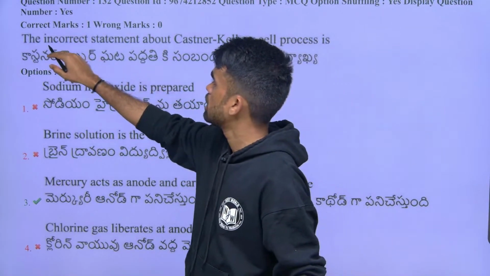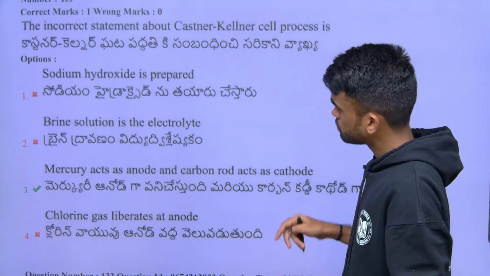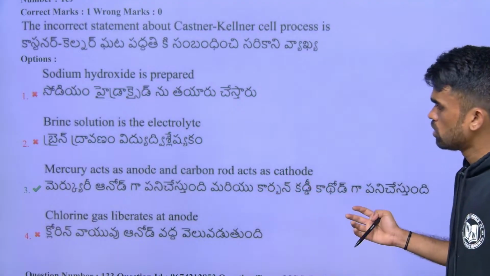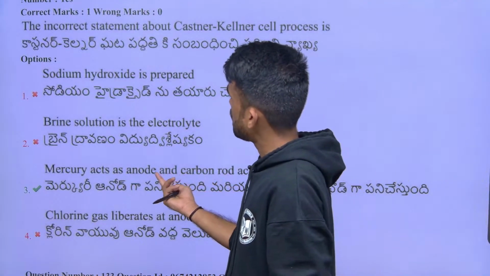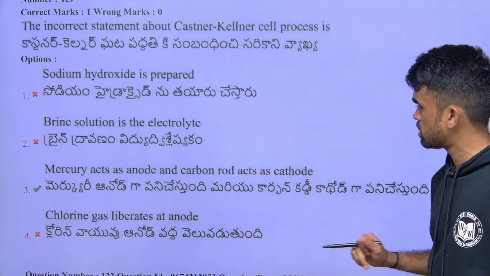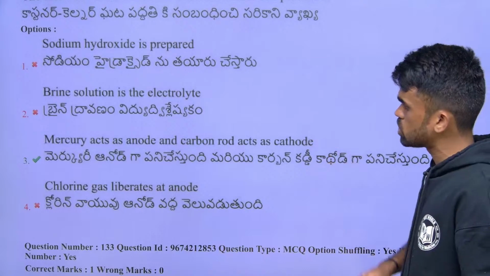They are asking about the incorrect one. So mercury acts as anode and carbon acts as cathode. No, this is the reverse one. Mercury acts as cathode and carbon acts as anode actually. So this statement is incorrect. You can choose this one.